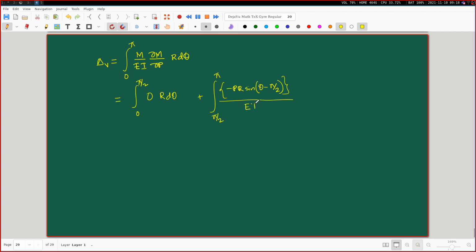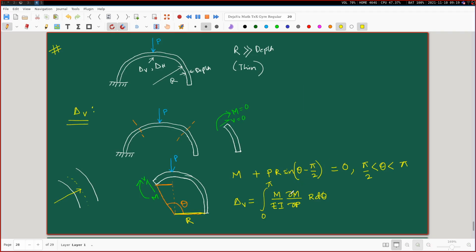Hello, sir. Yes, tell me. Sir, I have a doubt in that moment equation. Just a second, let me complete this. So this del m by del P should be minus r sine theta minus pi by 2. Yeah, let's go back. Tell me. So when we apply this formula, usually we take the modulus of the distance, right? But here we have taken the algebraic. Please say that again, I could not hear you. So the value of the distance is r cos theta, right? Not minus r cos theta.